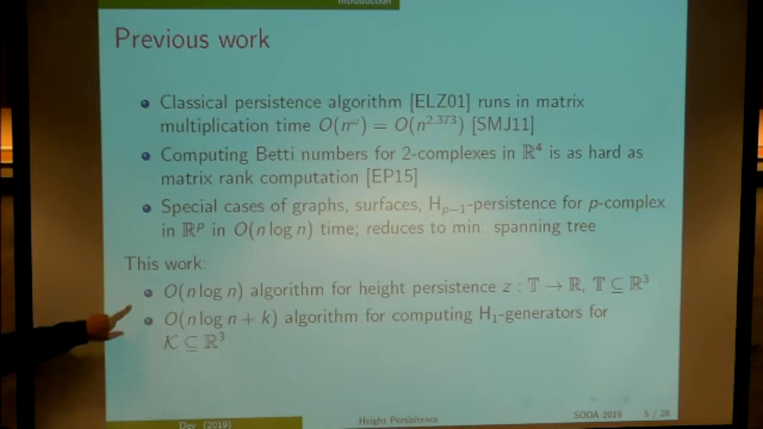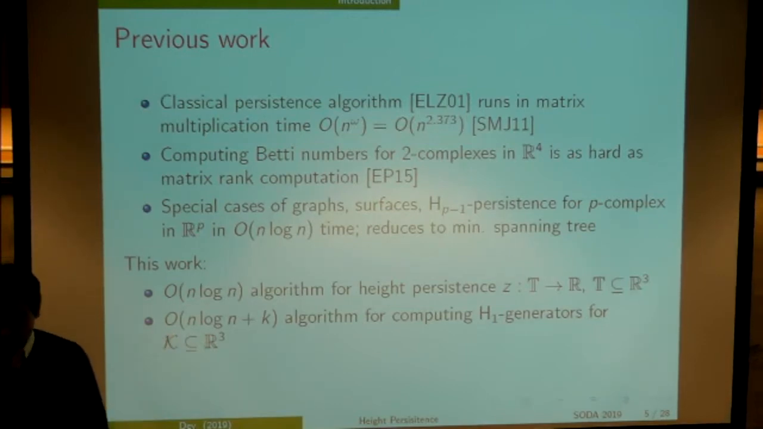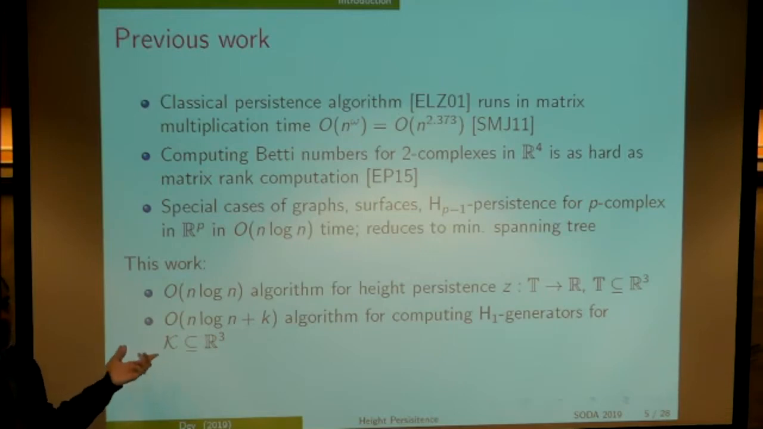What does it give? It gives another thing, which is, in my opinion, important: computing the generators of your homology groups. For surfaces, computing the generators of homology groups can be done in linear time. It's so easy. For example, for a torus, if I have to compute the meridian loop and the neck loop, I can compute them in linear time. So this can be done in linear time for surfaces. But what about complexes in R3, or in general, computing the generators?